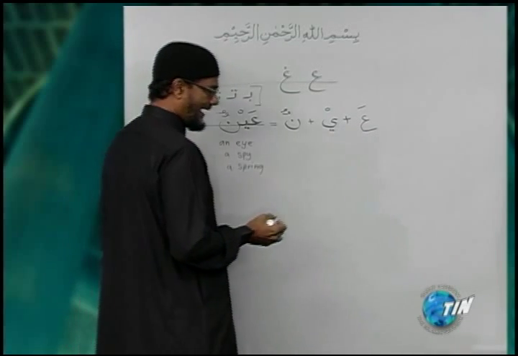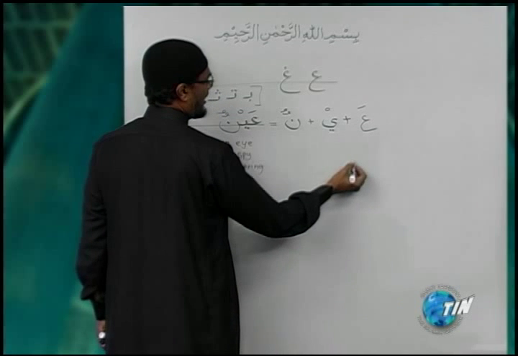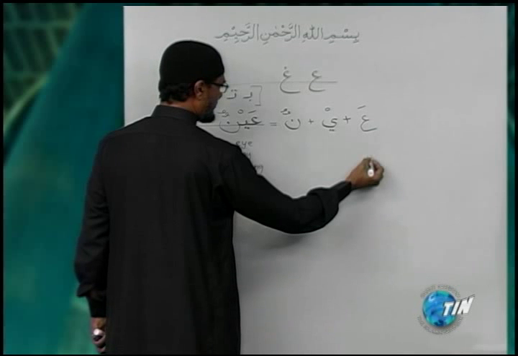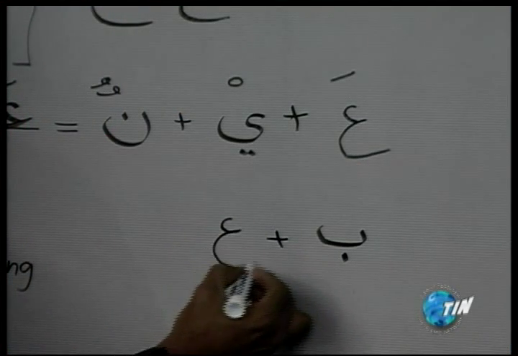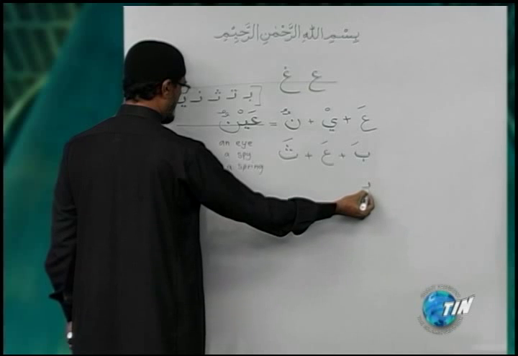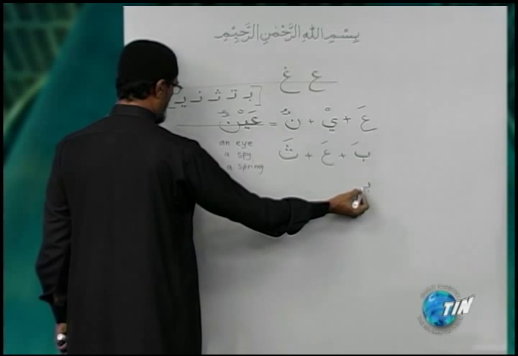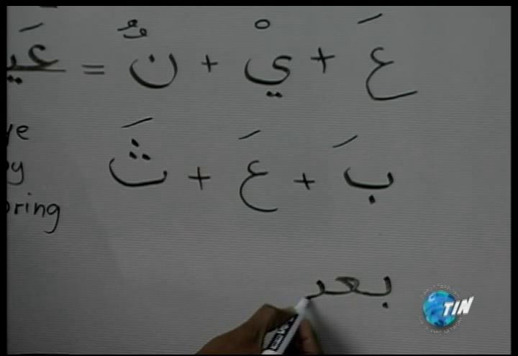Let's say, for example, now you have the ayn in the middle of a word. Let's say we have ba plus ayn plus the letter tha. It's a verb. Ba'atha, and ba'atha means he sent. So we want to join the letters. Ba at the beginning of a word, ayn in the middle of a word. Look at the shape. Come like this, and you go like that. And then we have the letter tha.